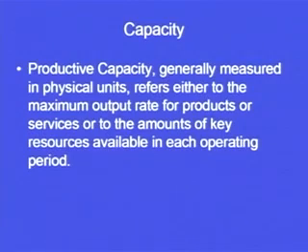Now, productive capacity, which we are more concerned with, is generally measured in physical units. It refers either to the maximum output rate for products or services, or to the amounts of key resources available in each operating period. So it can be defined in two ways. The first way, as you can see on your screen, is the maximum output rate for products or services, or the amount of key resources available in each operating period.